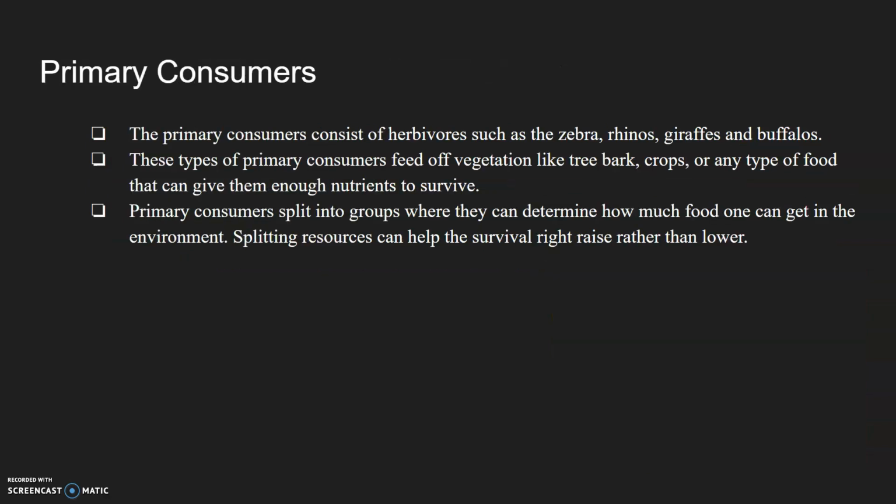So now as we move on, we'll be talking about the primary consumers. The primary consumers consist of herbivores such as zebra, rhinos, giraffes, and buffaloes. These types of primary consumers feed off vegetation like tree bark, crops, or any type of food that can give them enough nutrients to survive. Primary consumers can split into groups, which determines how much food one gets in the environment, and splitting resources can help the survival rate rise rather than lower.